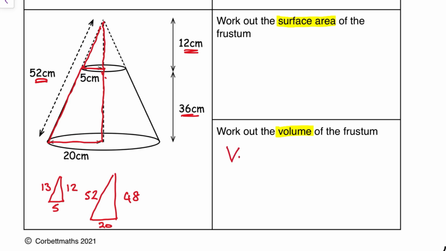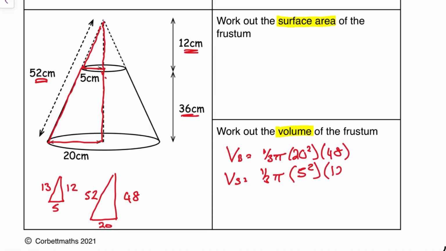So the volume of the big cone is going to be a third pi times r squared, where r is 20, times the height, which is 48. And the volume of the small cone is going to be a third times pi times the radius squared, which is 5 squared, times the height, which is 12. And I could just put the whole thing in my calculator, or I could do it step by step. Actually, let's do it step by step.